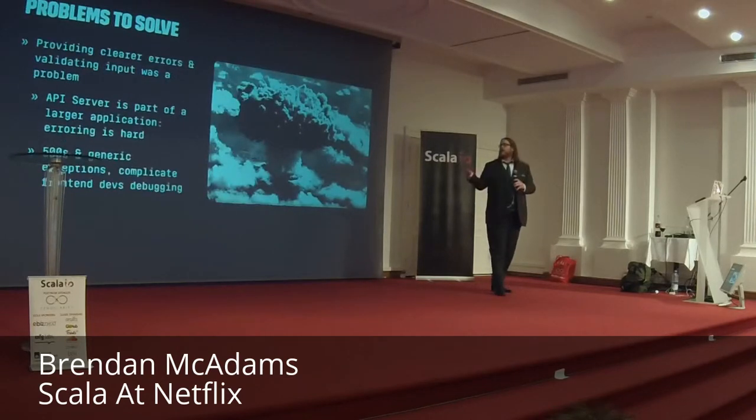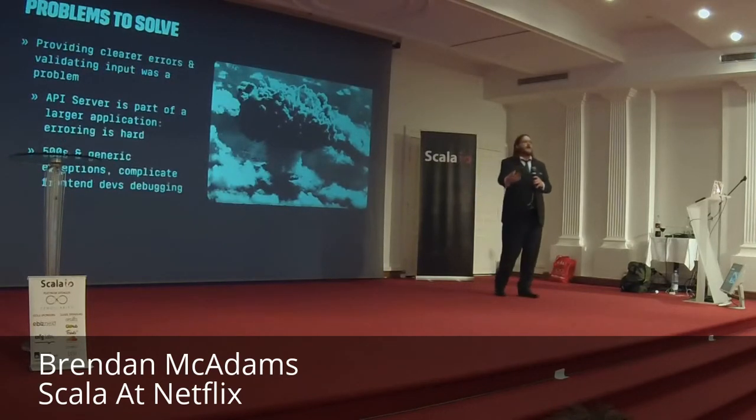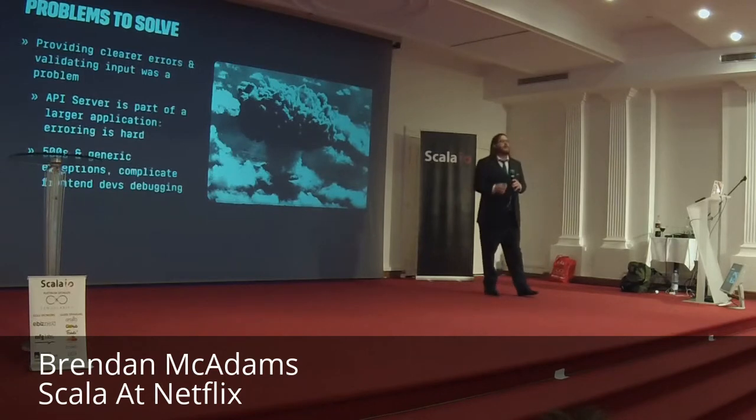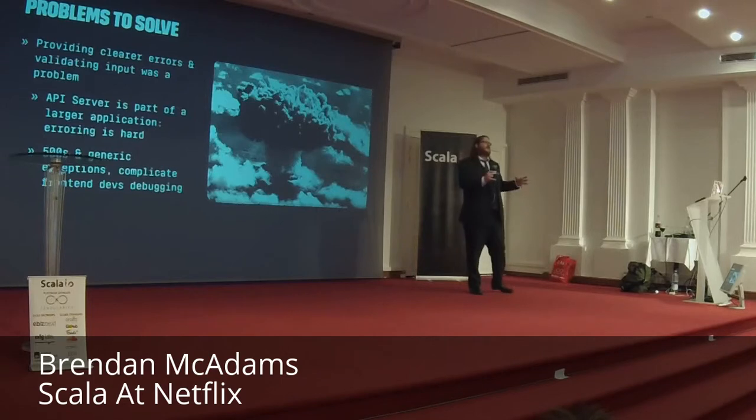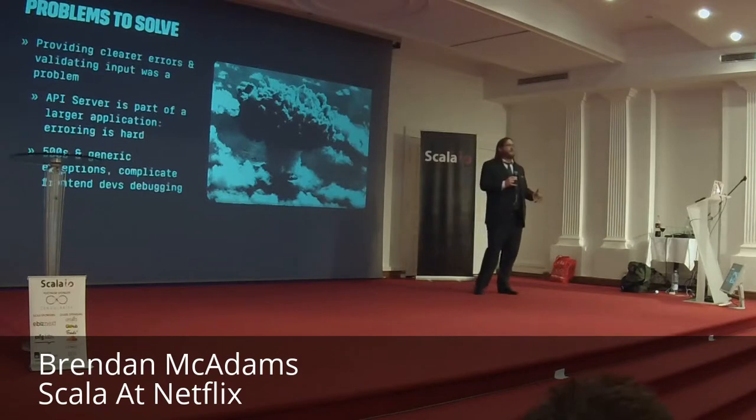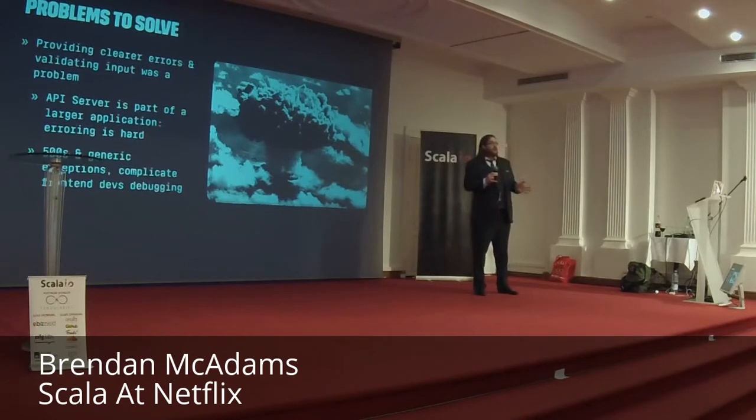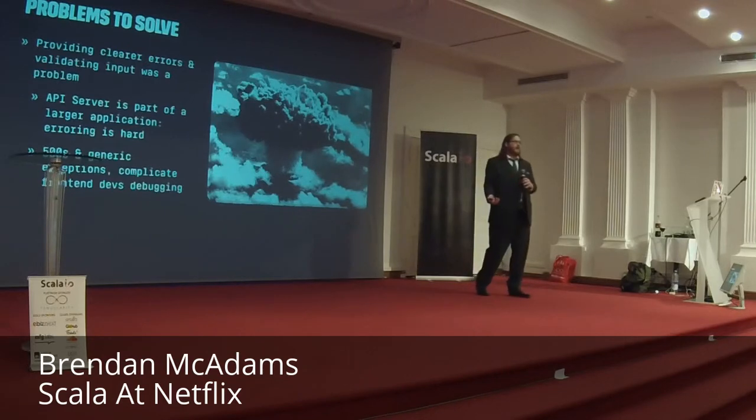So we had some problems to solve. One of the things that I found as I worked with things was that we're building this application where the Scala is half of it. We're building these back-end REST services that interact with the database and other systems, but then we've got a bunch of guys building a UI on top of that. And part of the problem is, how do we provide clear information to the UI that it can use to provide errors, or just in that development cycle?